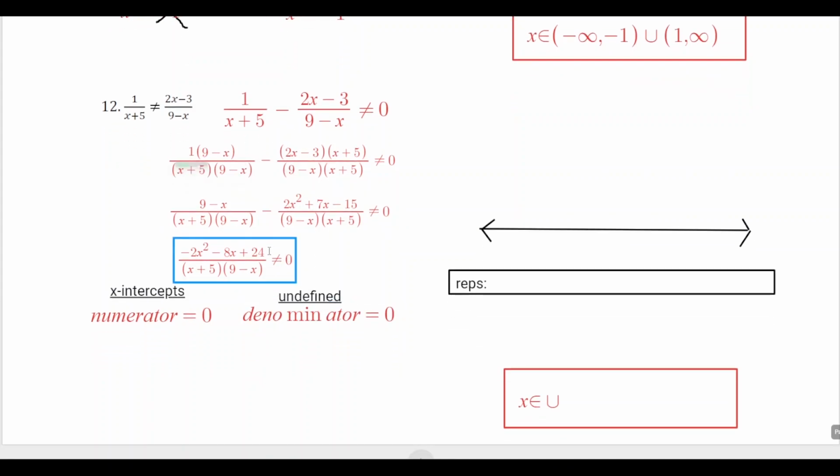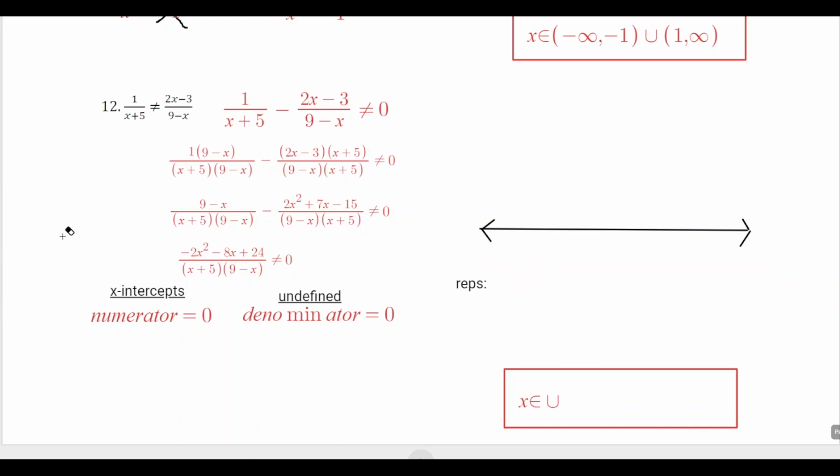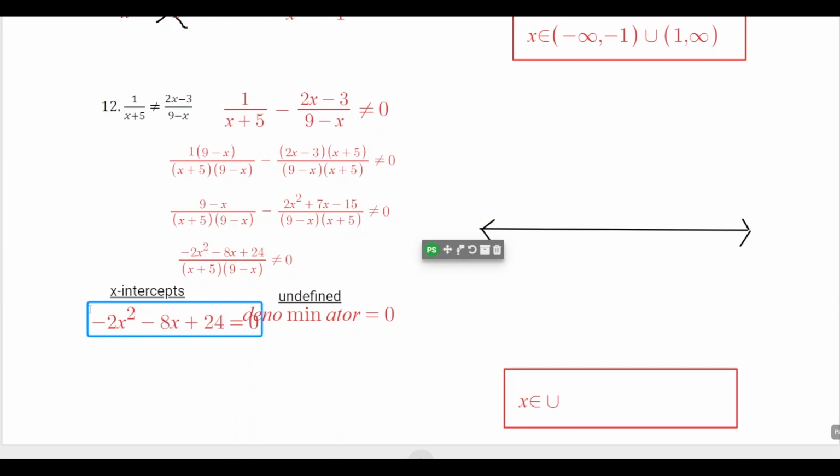So we're basically looking to see, okay, where is this undefined? Where is it equal to 0? And we're just going to exclude all those values from our solution set. So we are not going to have to pick any representatives. We don't have to do all that. In fact, we don't even really need the number line here. I'm going to leave the number line, but I'm going to clear this out just because it's not going to be necessary. So we're going to see when is negative 2x squared minus 8x plus 24 equal to 0.